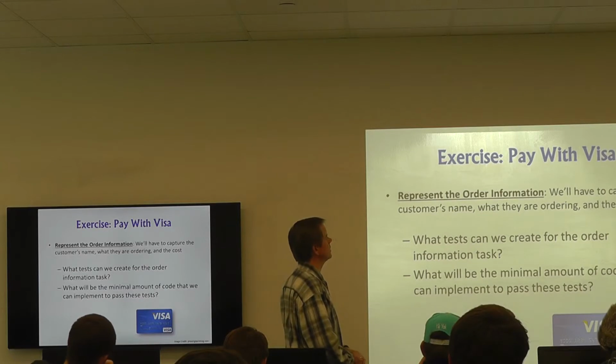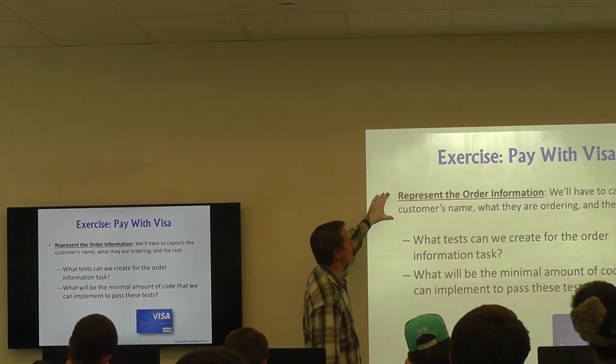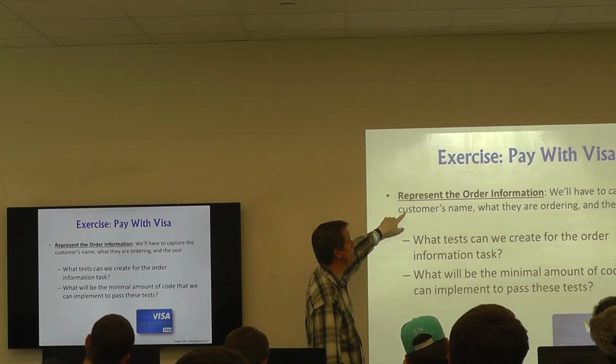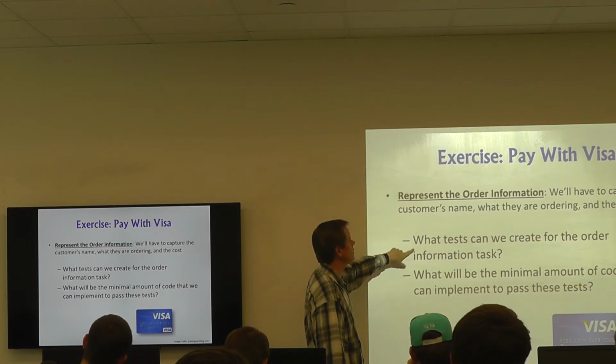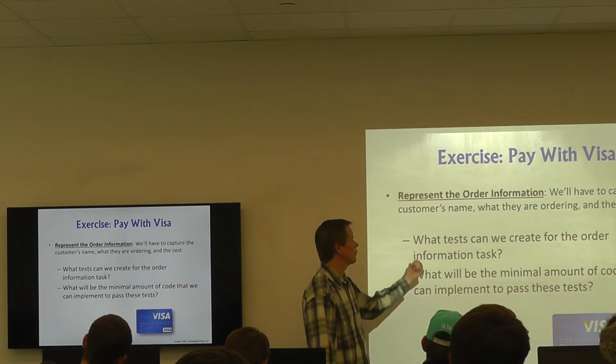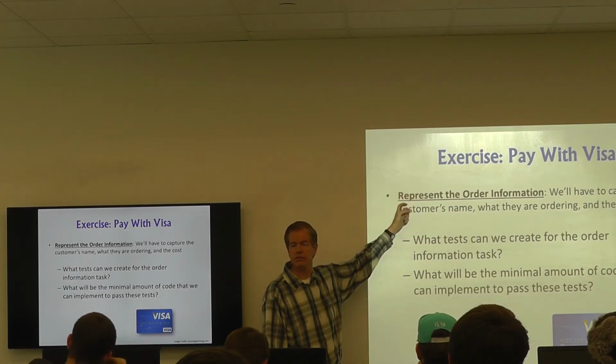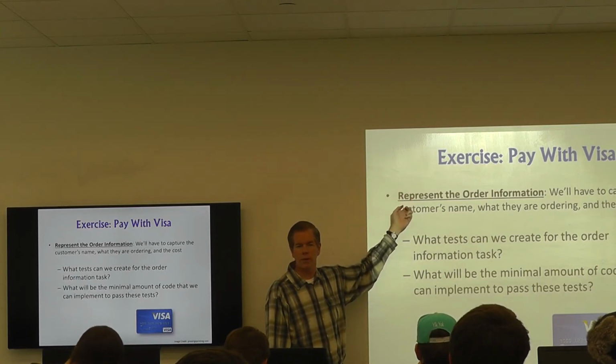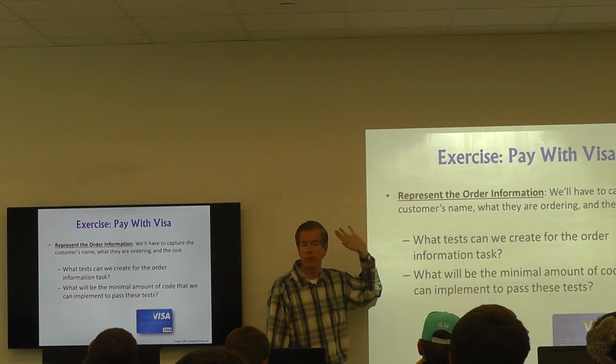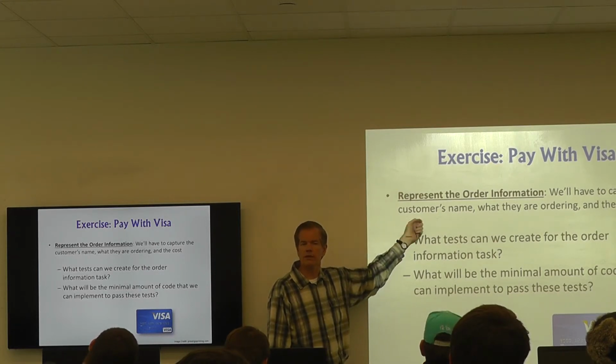So, if we're going to do an exercise to pay with Visa, representing the order information, we have to capture the customer's name, what they're ordering, and the cost. The question is, what kind of tests could we create for the order information task? If this is where we were starting, and we were going to write a test before we wrote any code, what would our test have to test?